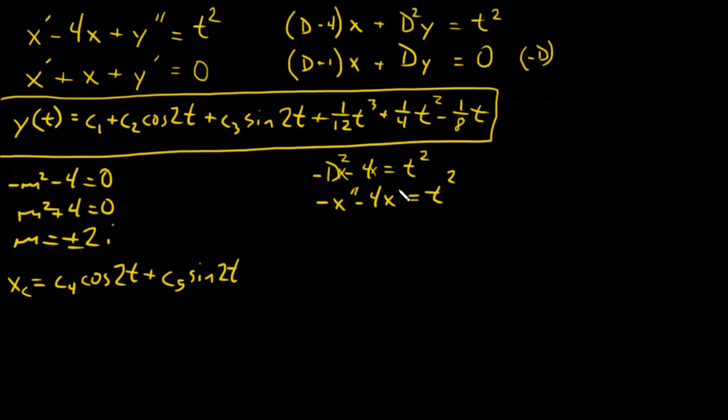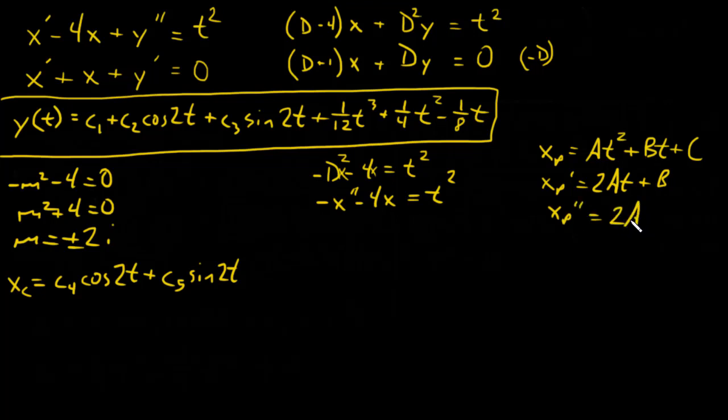Okay, so if that's the case, then for this one I've got a t squared here, and I only have the second derivative, x double prime. So my guess can be x of p equals a t squared plus bt plus c. x of p prime is going to be 2at plus b, and then x of p double prime is just going to be 2a.